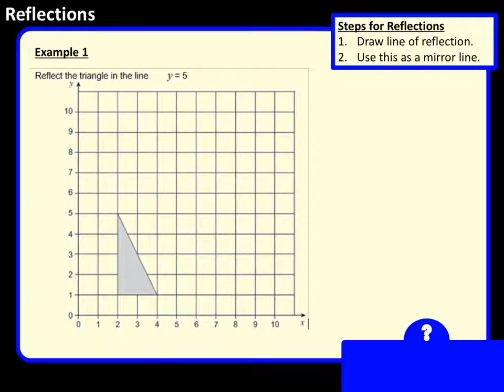Okay, so for our first question here, we're asked to reflect the triangle in the line y equals 5. So we're going to start by drawing the mirror line on. The line y equals 5 has to go through the y-axis, crossing at the number 5. So that's exactly where our line's going to go. So there's y equals 5, and then we're reflecting and using that as the mirror line. So this point here, because it's on the mirror line, is going to remain still. We call that point invariant because it hasn't moved.